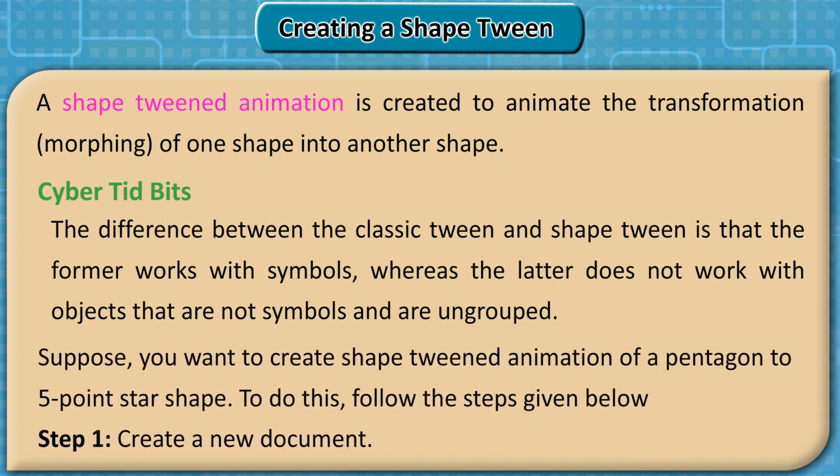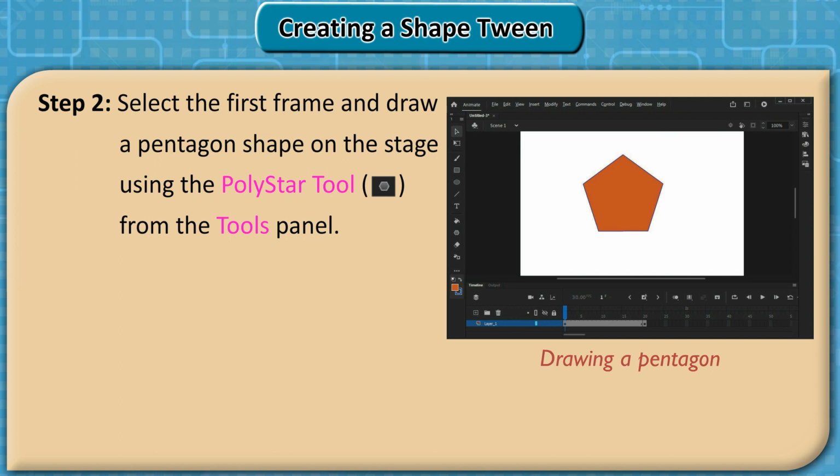Suppose you want to create a shape-tweened animation of a pentagon to a 5-point star shape. To do this, follow the steps given below. Step 1. Create a new document. Step 2. Select the first frame and draw a pentagon shape on the stage using the Polystar tool from the Tools panel. Drawing a pentagon.